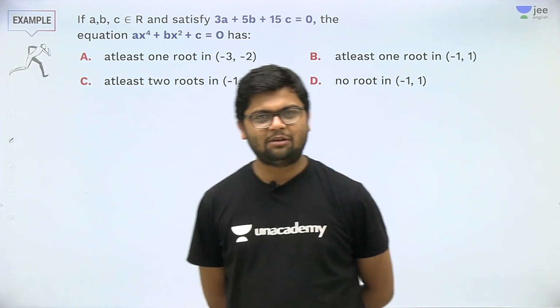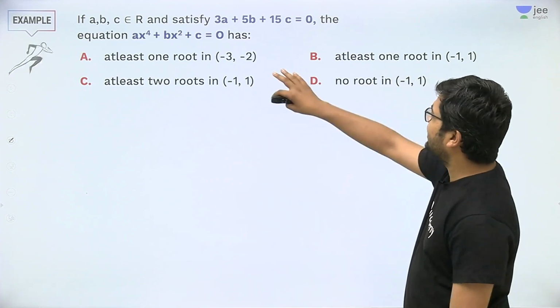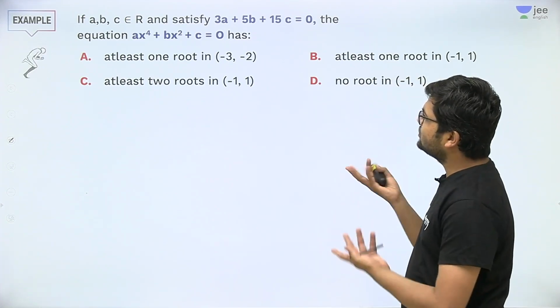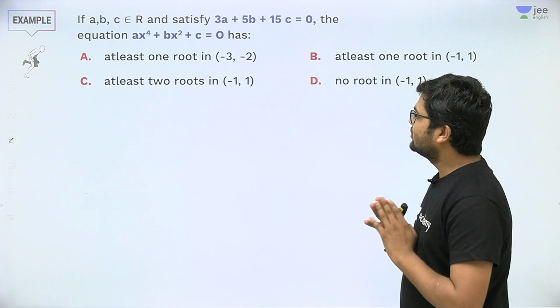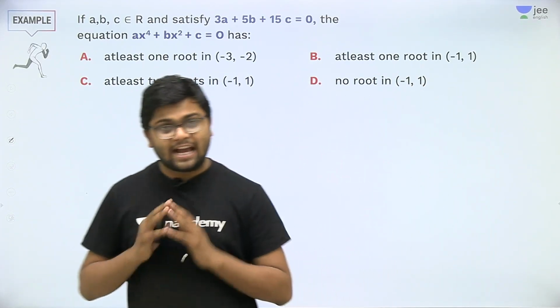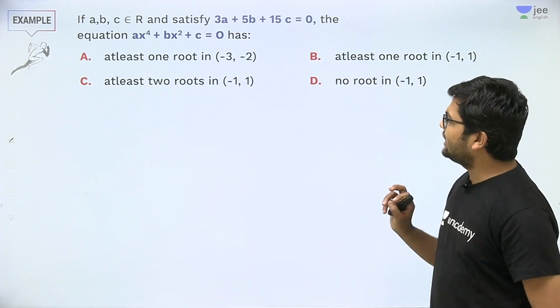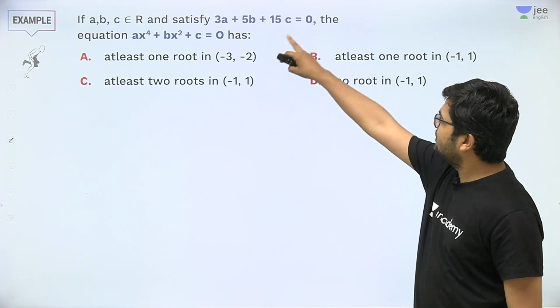If a, b, c belong to real numbers and satisfy this equation, then this given biquadratic has roots in which situation? Okay, so this is basically a question on the application of derivatives and integration. We will use the concepts of both of these chapters. So what I did, just rewrite this equation.